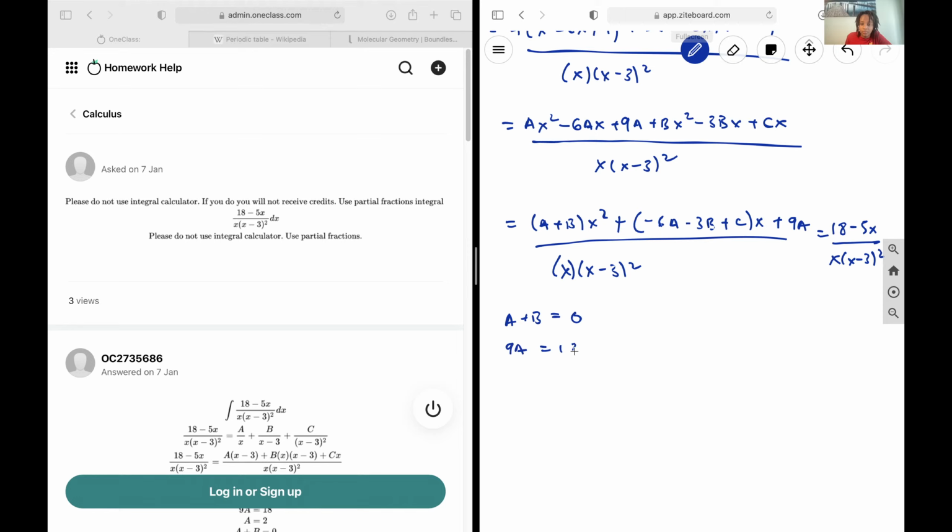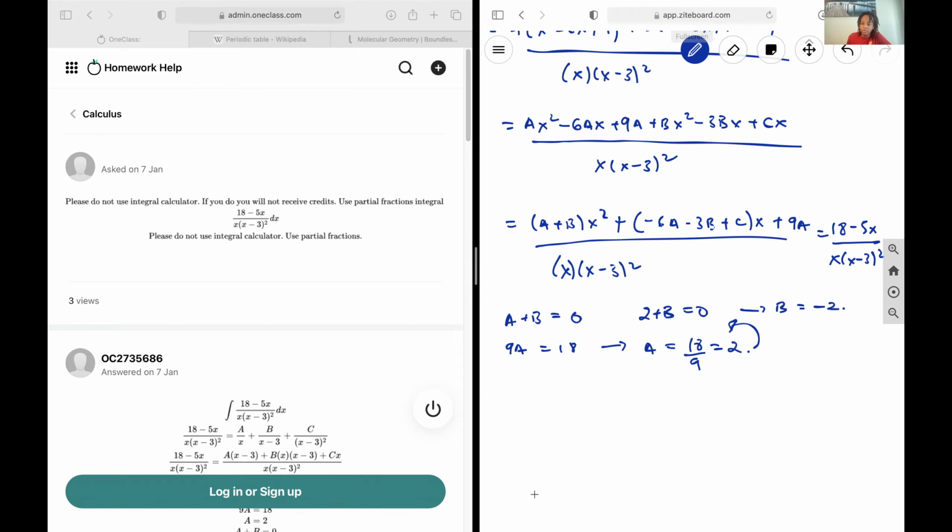9a must be equal to 18. So first let's use these two. 9a is equal to 18 would imply a is equal to 18 over 9, so a is equal to 2. That would change what this means into 2 plus b is equal to 0, which would imply b is equal to negative 2.